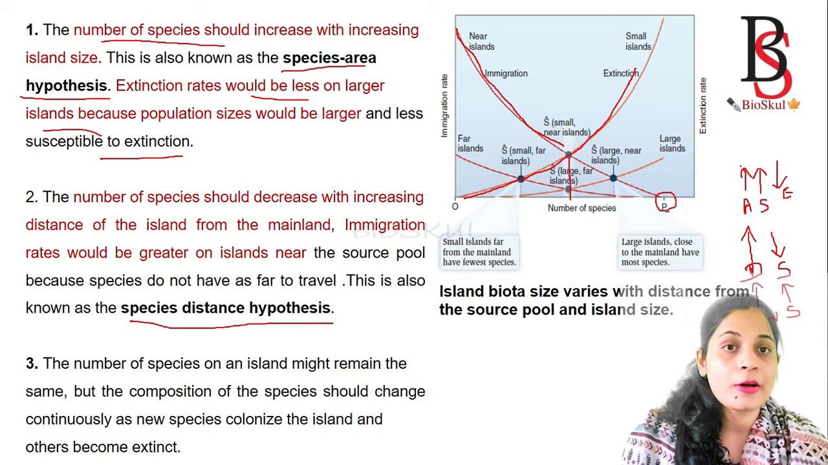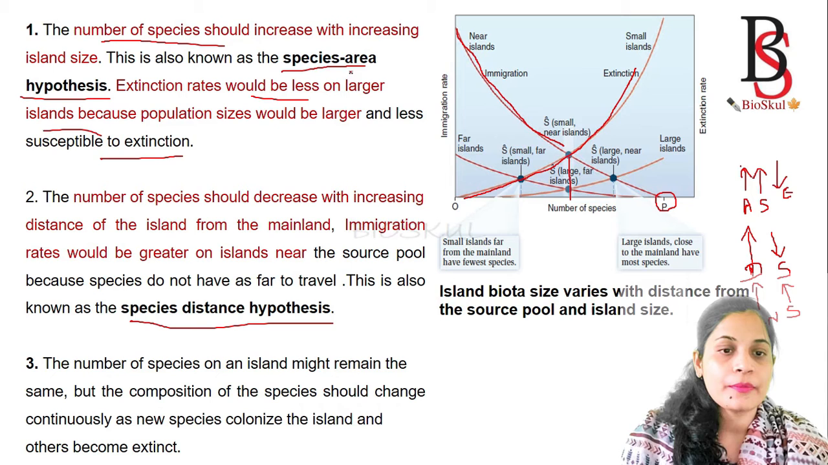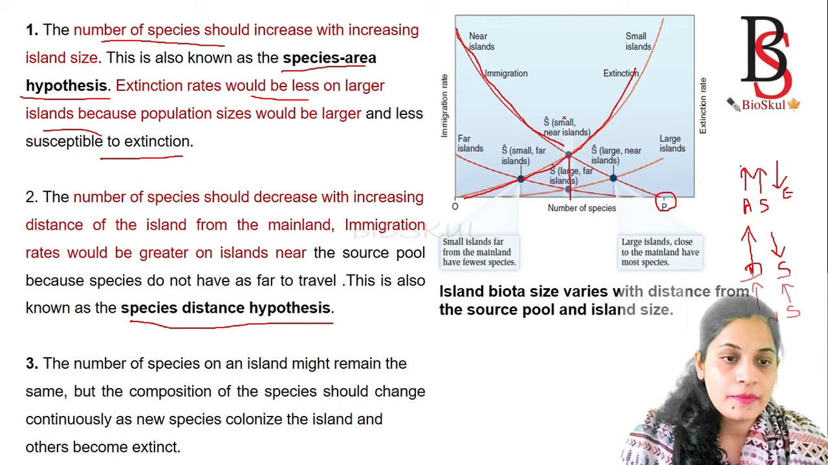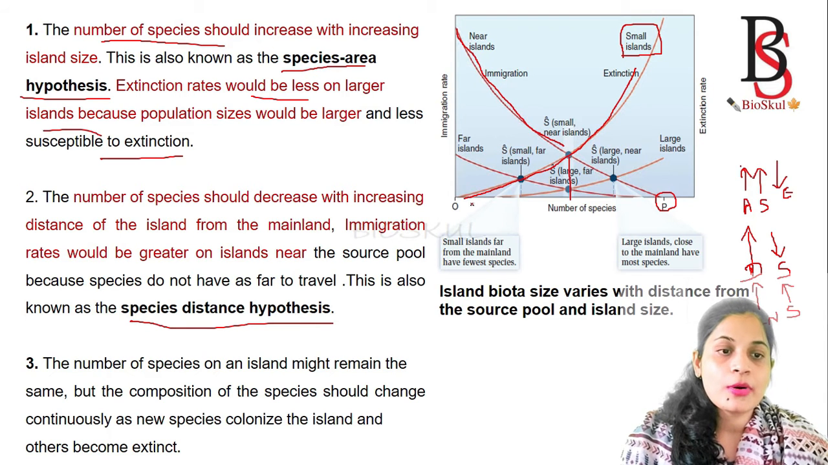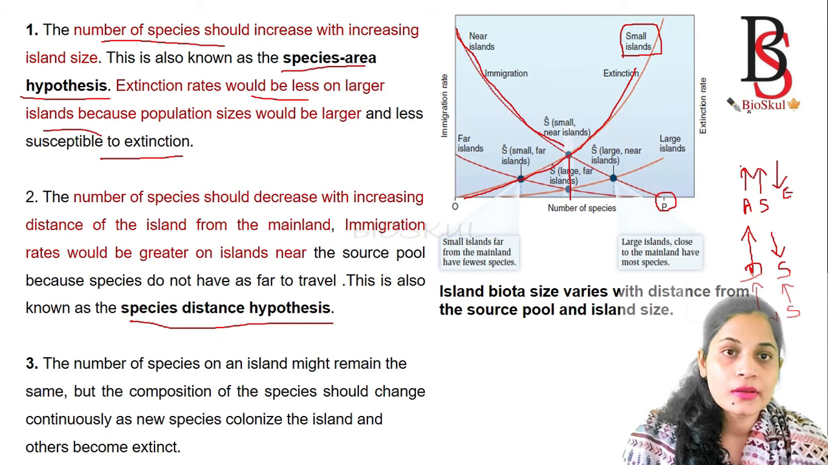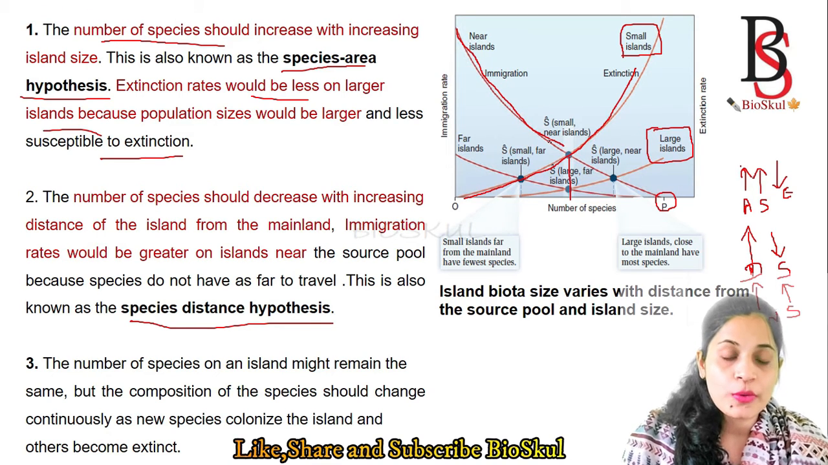Okay, that is the total number of species present for the colonization. So first, the species-area hypothesis: if the island area is small, then the number of species will be less.